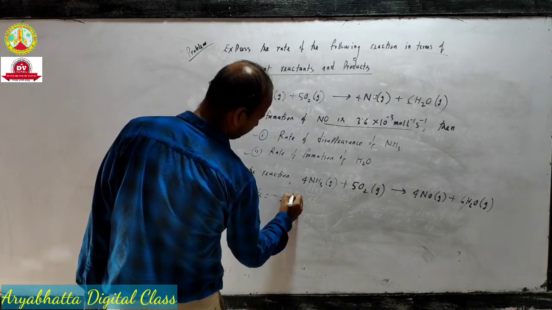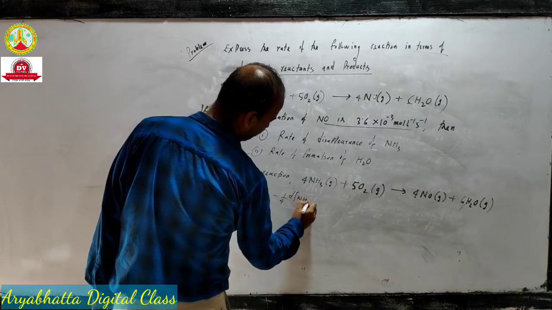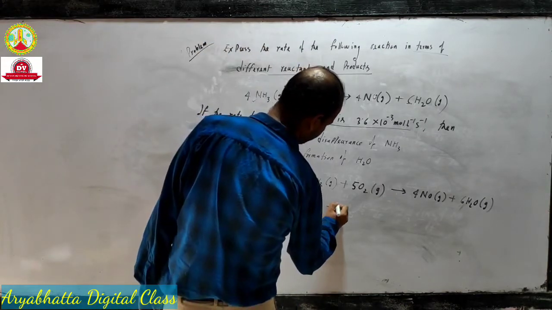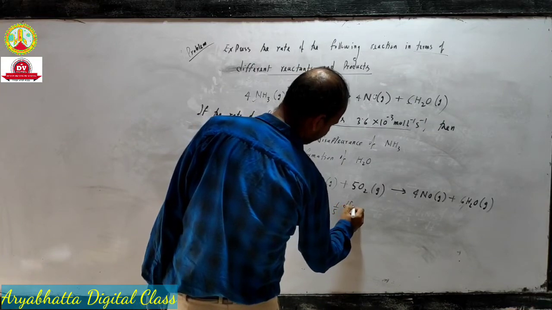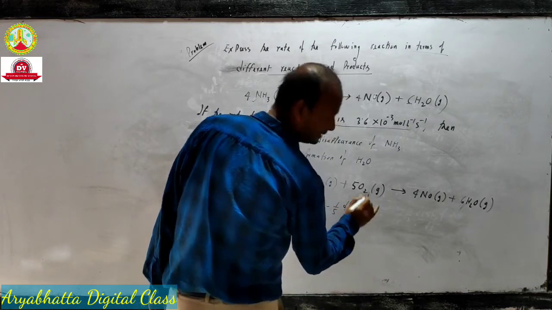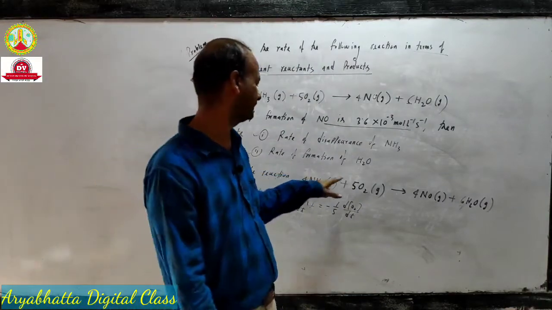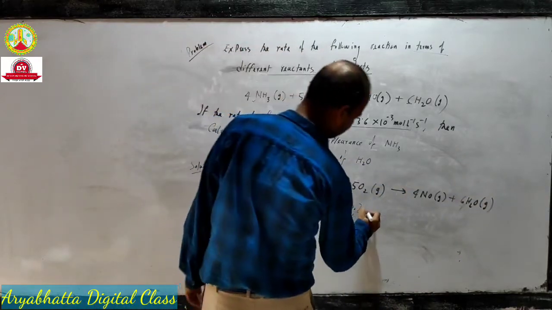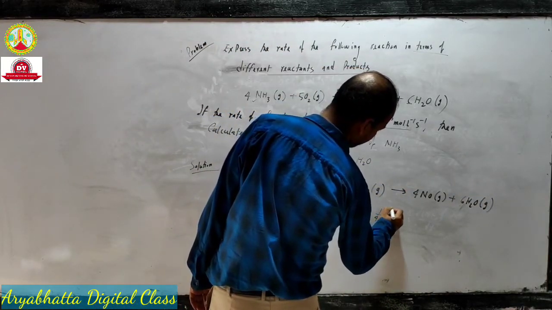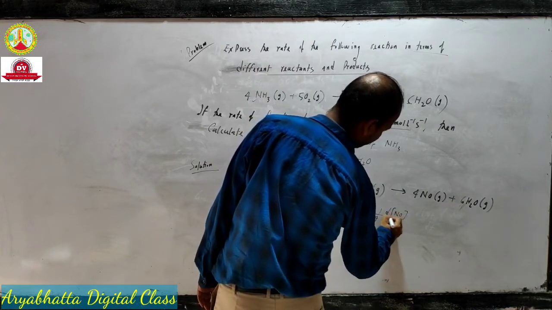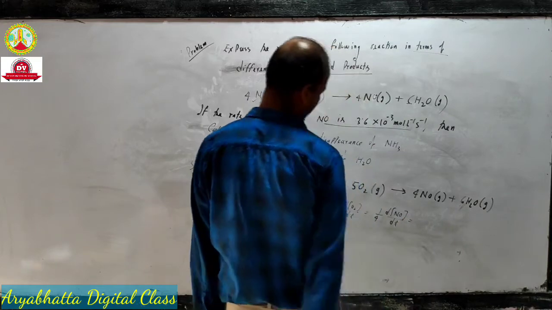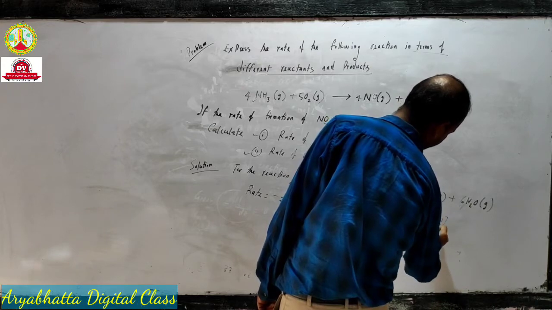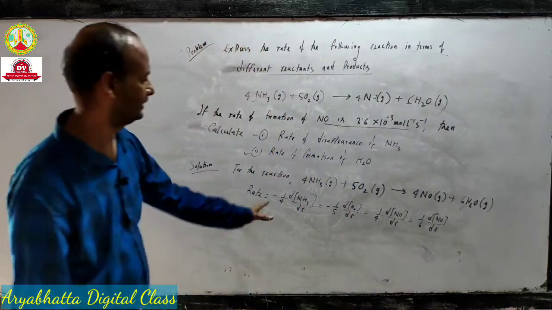Minus 1/4 dNH3 by dt, and the same, this will be minus 1/5 dO2 by dt. Clear? Okay, now let's see. This minus is for reactant, this minus is for reactant, and the next part, what was the next part? The next part was product. So this will be 1/4 dNO by dt, and this is 1/6 dH2O by dt. Write it like this first.